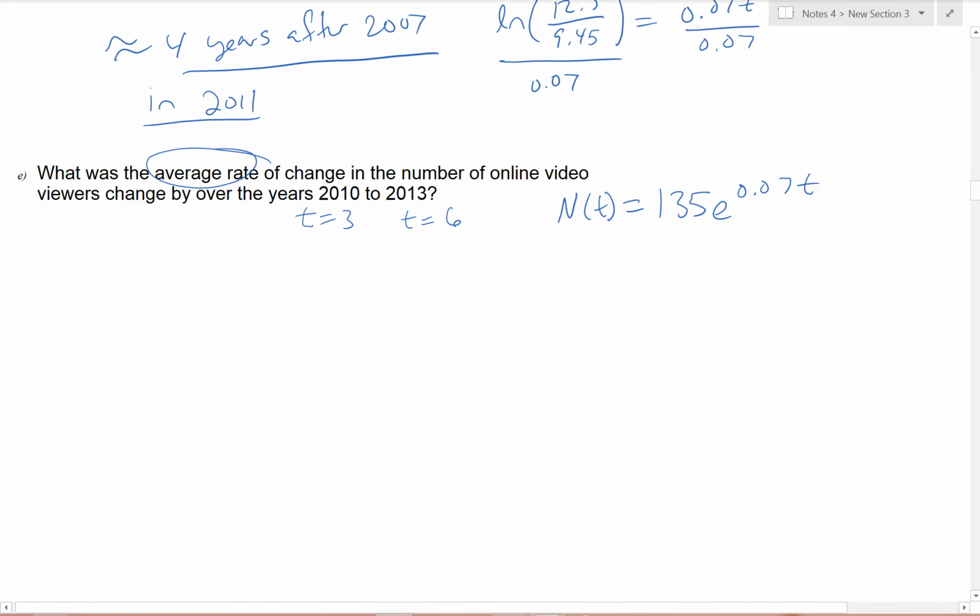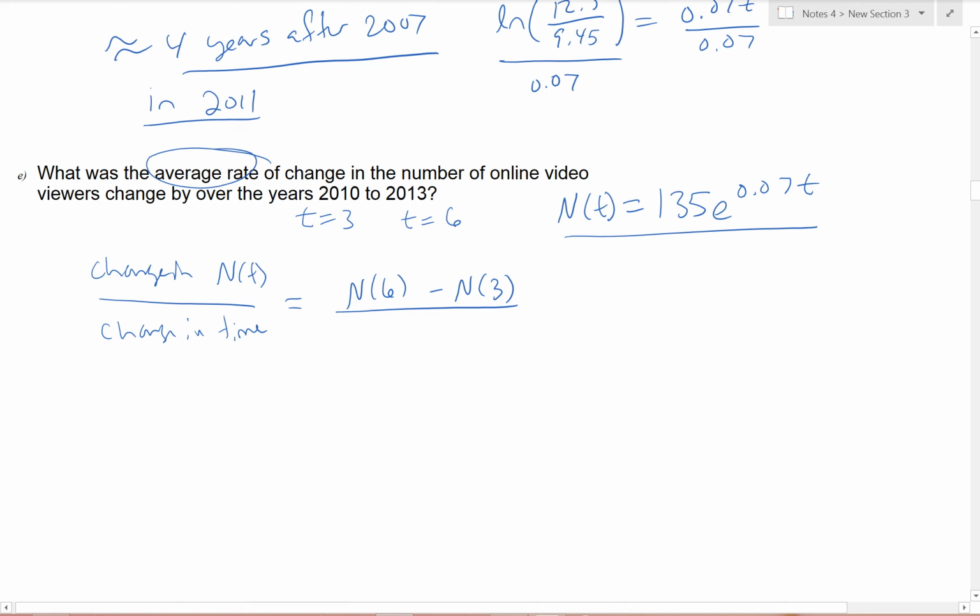Average rate means the change in my function over the change in time. So the change in my function would be going from N of t. We take the original function, plug 6 into it, take the function, plug in 3, and then divide by the change in time, which is going from 3 to 6. Be consistent. You could flip this around, just make sure if you pick 3 first, you're consistent with it. We're going to find these values by plugging them into the original function.